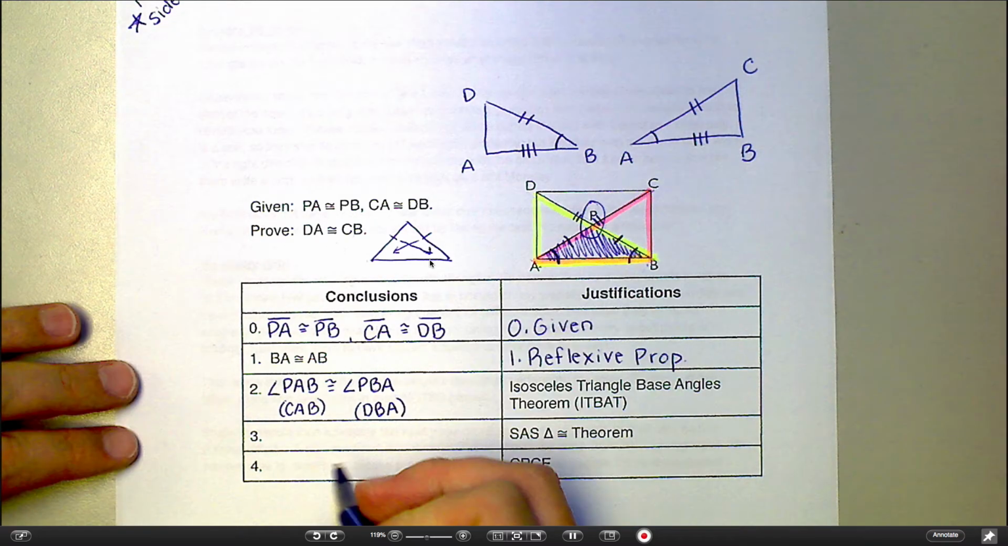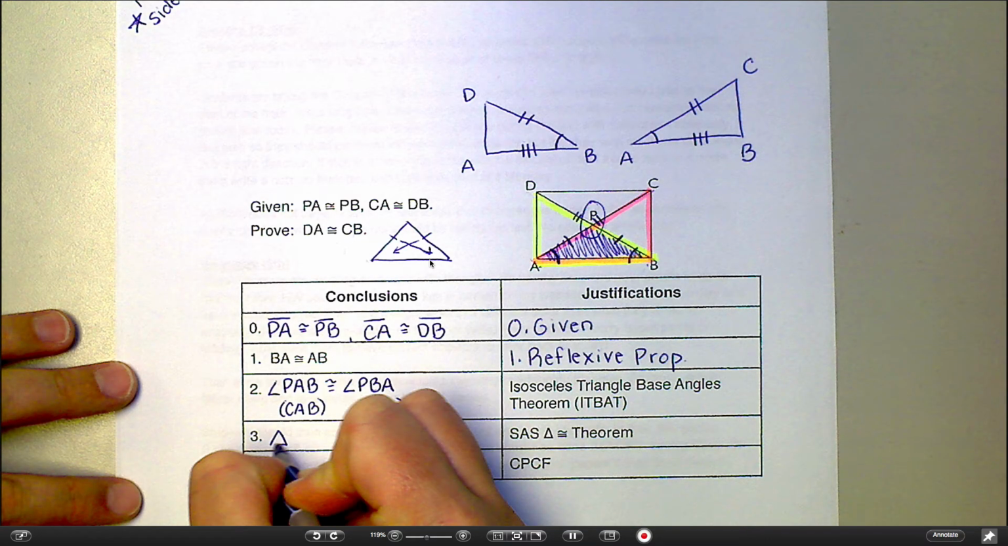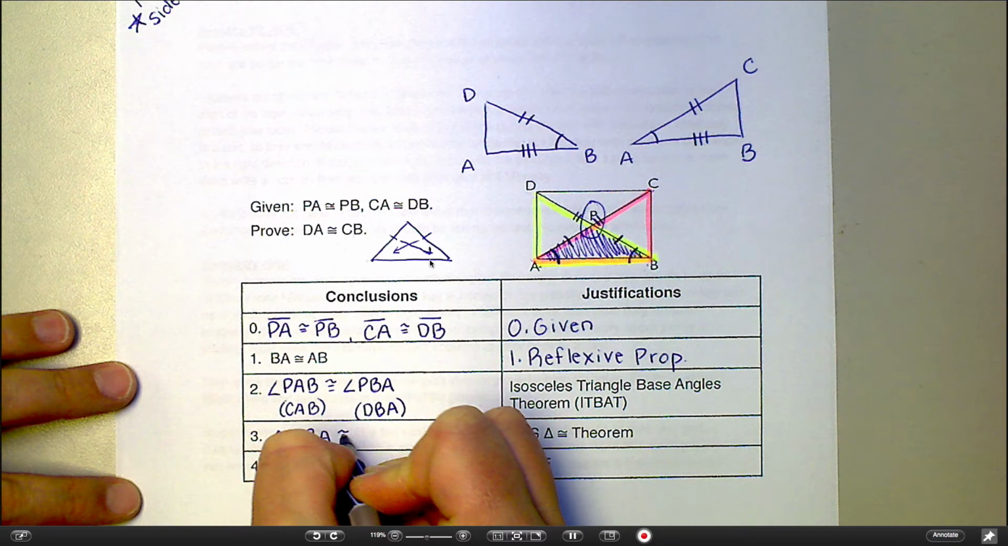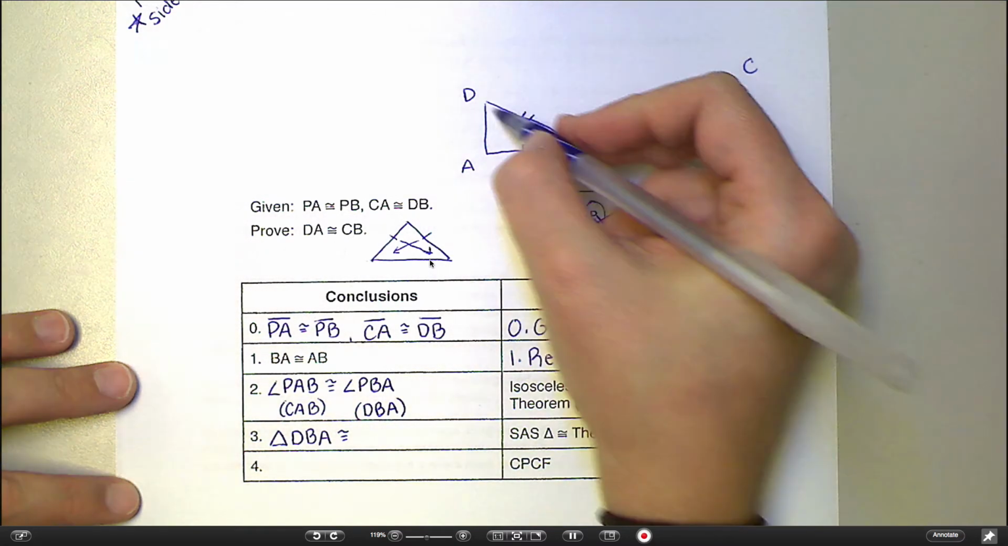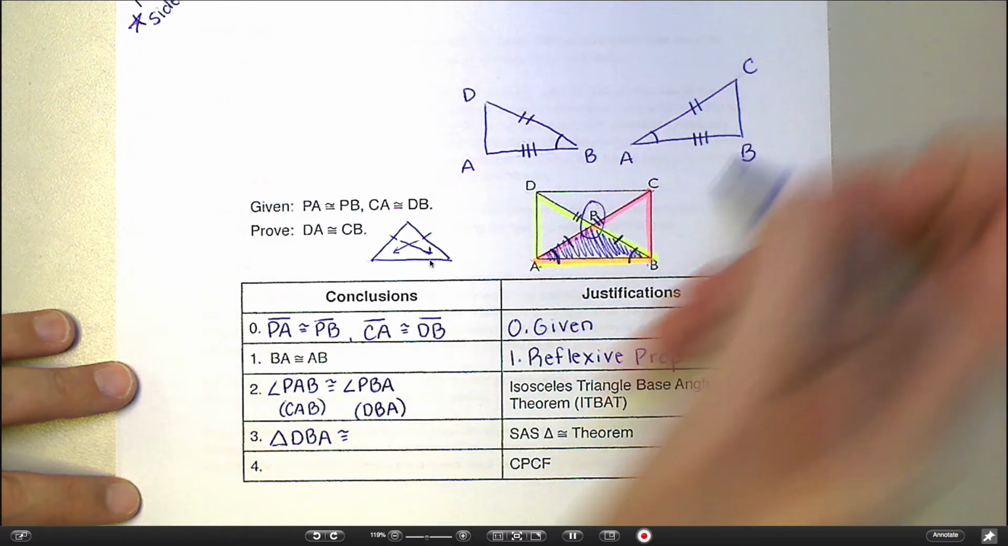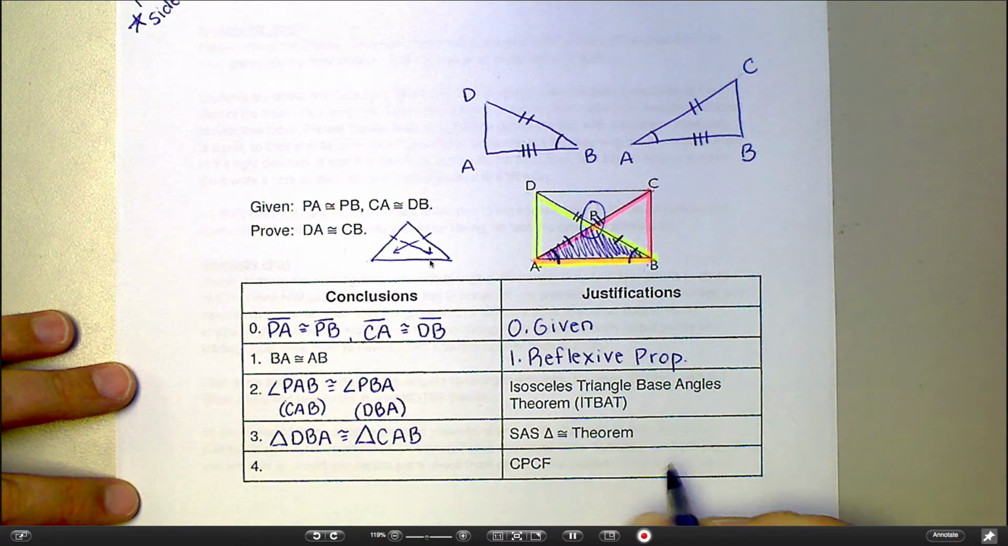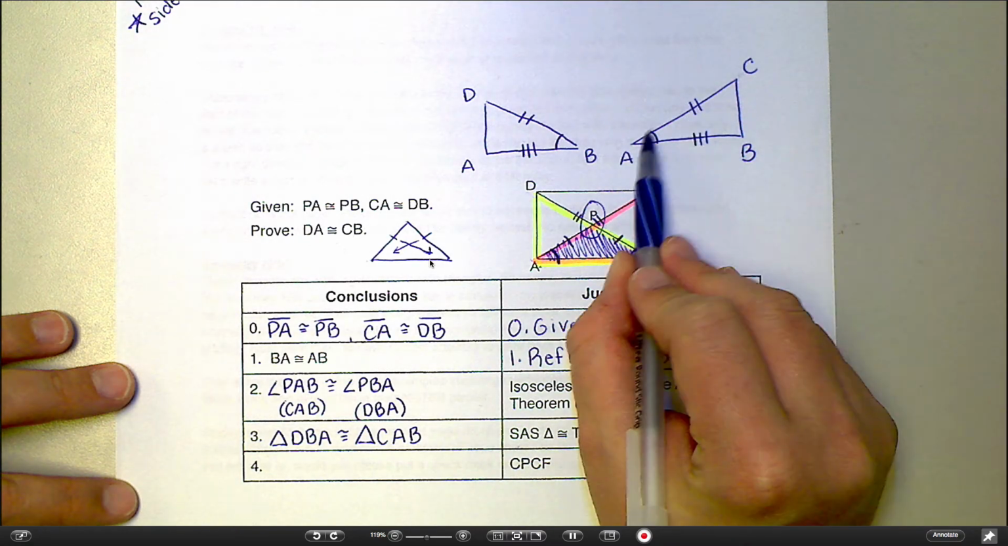So now my triangles are congruent. Triangle DBA must be congruent to triangle, I'm going to name this one the same way, so that'd be CAB. And that's by side angle side. That's what we said here.